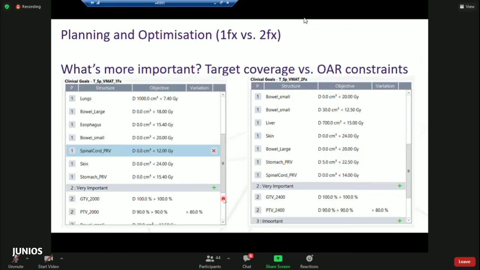The planning and optimization, of course, uses different objectives because of 1 versus 2 fractions. The reason why I populated this, as I mentioned earlier, is that OAR constraint is a higher priority compared to target coverage. When you look at the PRV, depending on the PRV, 12 gray, snapping up. So you can argue whether it's a point max dose or the voxel dose, 0.3 cc, depending on what kind of capability you have in your TPS, particularly 12 gray for single fraction, 14 gray for two fractions. That is the highest priority you're putting, the most important priority, and then target coverage priority follows.